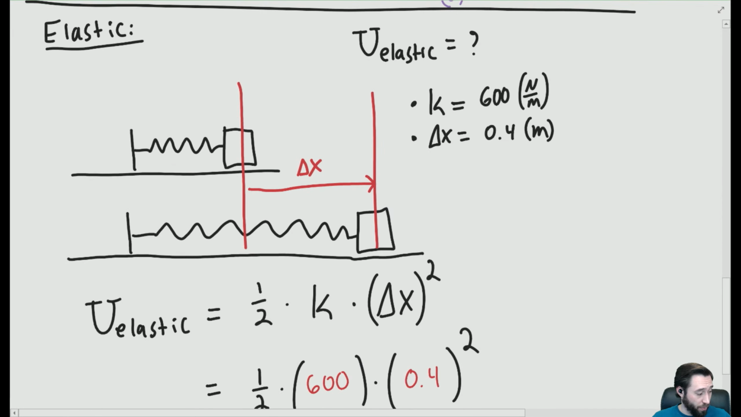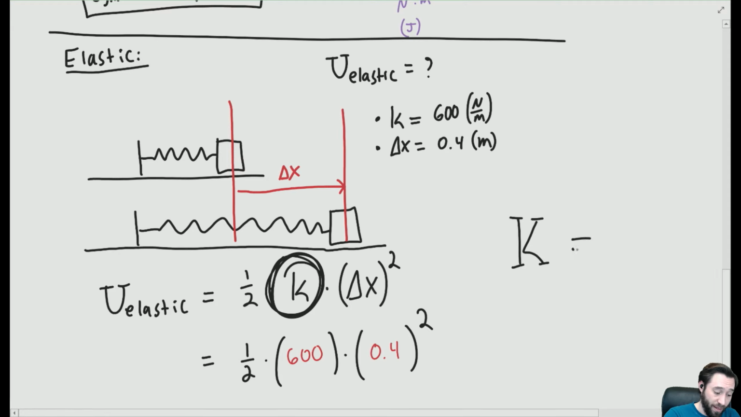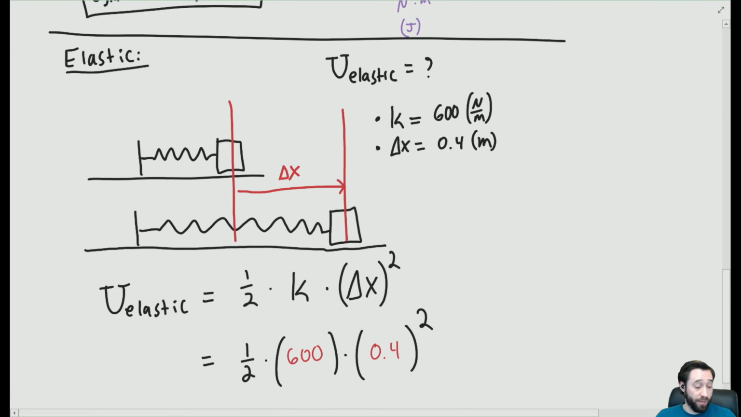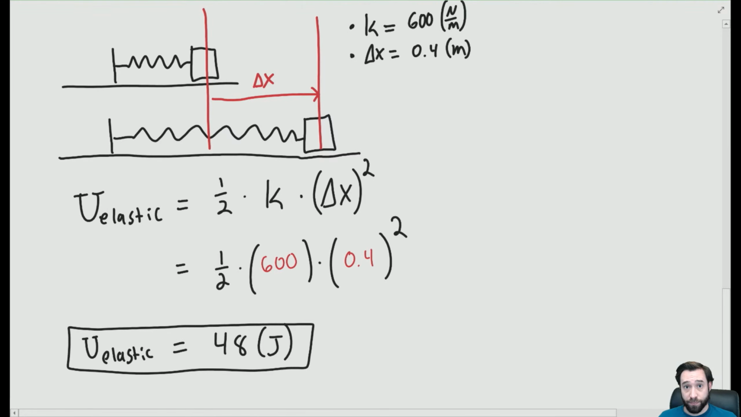And then we did an example with elastic potential. I emphasized that the K is different than the K for kinetic energy. So that is not the same as that. This is kinetic. This is spring constant. And then the delta X literally just represents how much the spring is stretched or compressed. Since I have both of those values given to me in the problem, I literally just plug in and then I get the value. Cool.